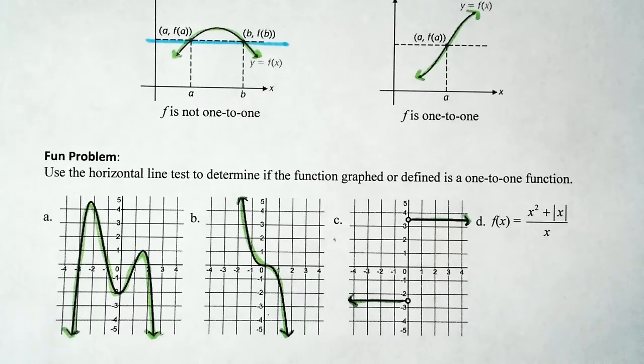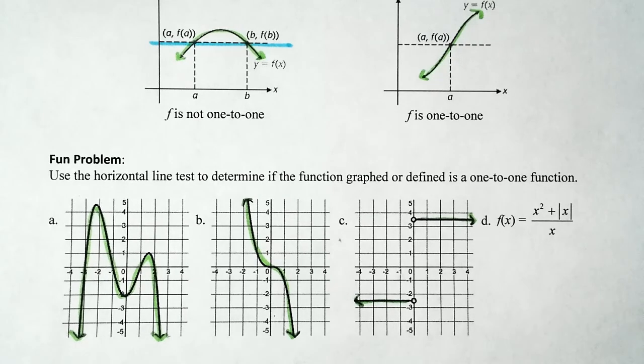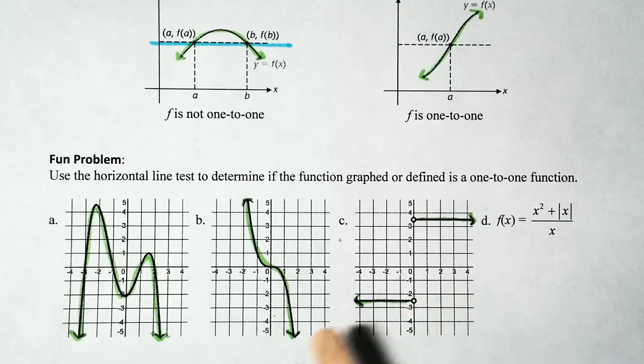Okay, so we are asked to use a horizontal line test to determine if the function graphed or defined is a one-to-one function. I want to point out the graphs are given in the first three problems, and in problem D, it's your turn to use the graphing calculator. So horizontal line test, what do we use it for? We use it to determine if the graph is a one-to-one function.